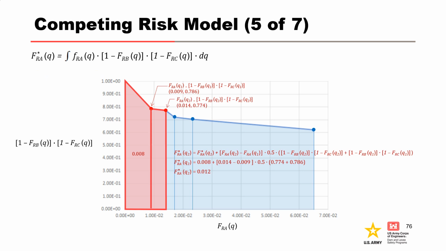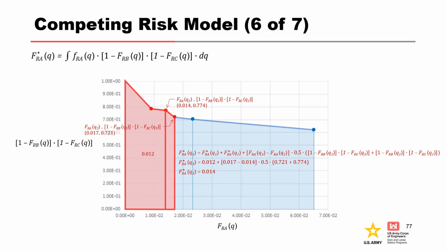For Q2, we will integrate from Q0 to Q2, and the area now becomes the area of the first trapezoid from the prior slide plus the area of the next trapezoid. So we take the probability we calculated at Q1, 0.008, and add to it the area of the next trapezoid. And then for Q3, integrating from Q0 to Q3, we take the entire area we calculated for Q2 and add the area of the next trapezoid. This process continues until the full range of the hazard has been evaluated.